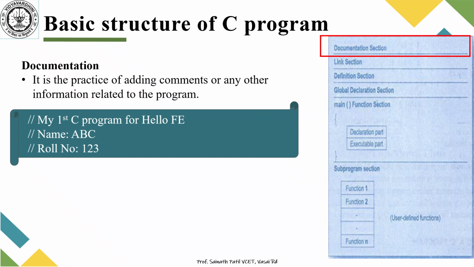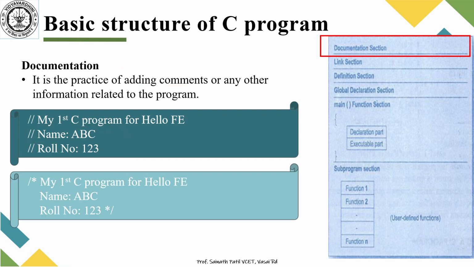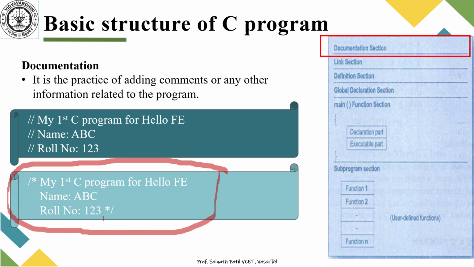Now we will see each section in detail one by one. First one, documentation. It is the practice of adding comments or any other information related to the program. This information or these comments will not get executed by your computer. For example, you want to add your comment like this. You want to add your name or roll number. These are single line comments given with double backslash. Instead of a single line comment, you can add a multi-line comment like this, where all three lines are enclosed with this symbol, backslash and star.